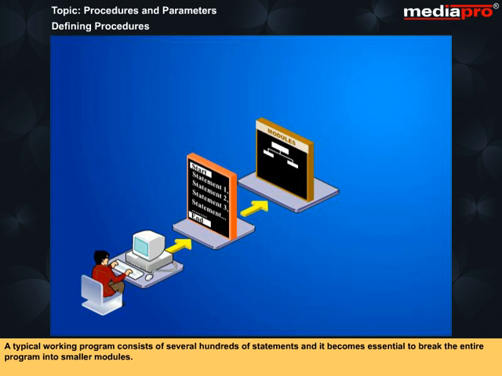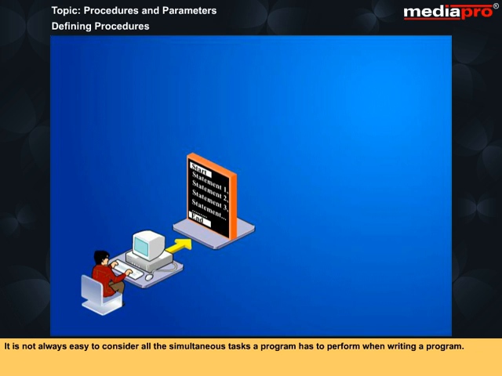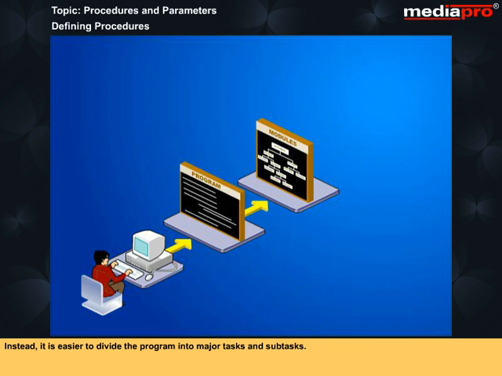smaller modules. It is not always easy to consider all the simultaneous tasks a program has to perform when writing a program. Instead, it is easier to divide the program into major tasks and subtasks. This decomposition is required for ease of understanding, efficiency of operation, and maintenance.